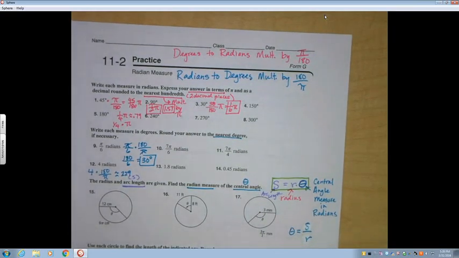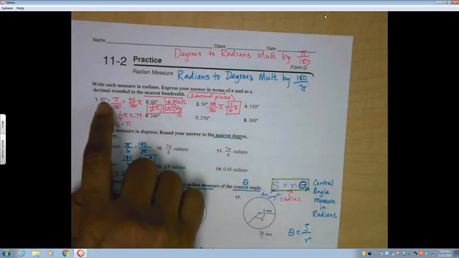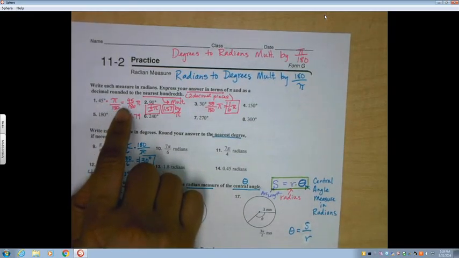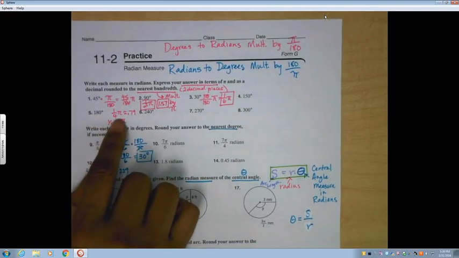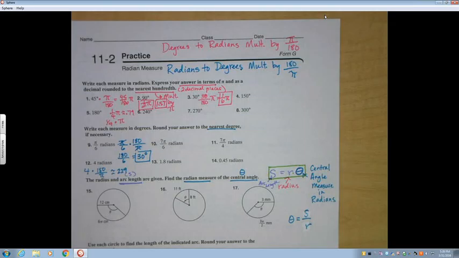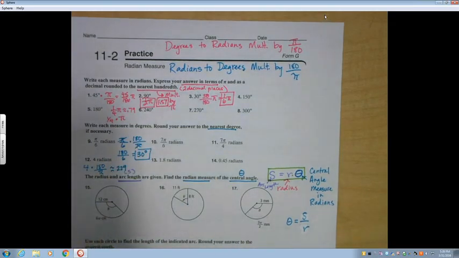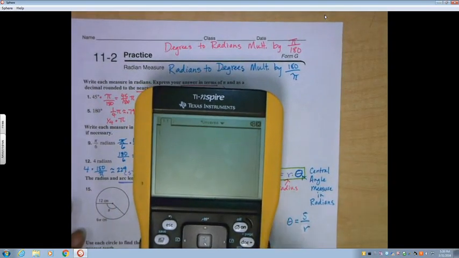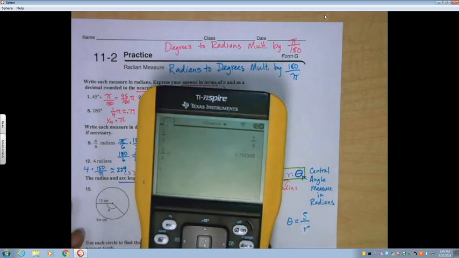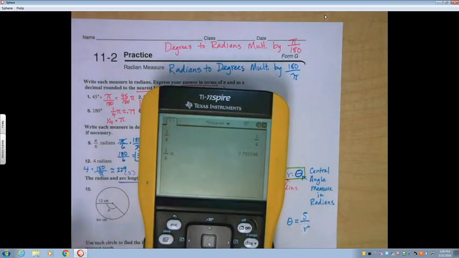So basically, I just did 40 degrees times pi over 180, and then got 45 over 180, simplified that. That gives me 1/4 pi. And to get my answer for the decimal, you're literally going to take the 1/4, or 1 divided by 4, and then multiply that by pi. And then we're going to round to the nearest hundredth. So that's two decimal places.